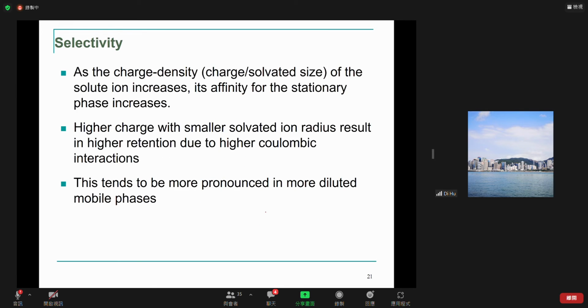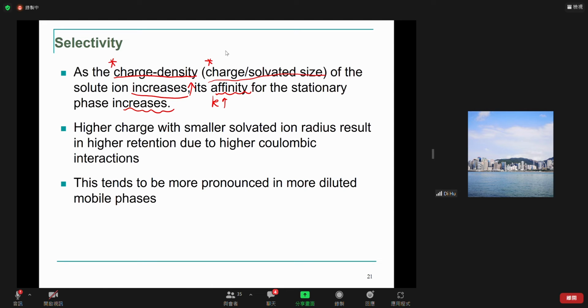Okay, let's look at them one by one. First one, the charge density. As the charge density of the solute ion increases, its affinity for the stationary phase also increases. So the keywords: charge density increases, affinity also increases. That means it has a larger K, larger retention. And also, keywords, charge density means charge over solvated ion size. So how do we do this one?